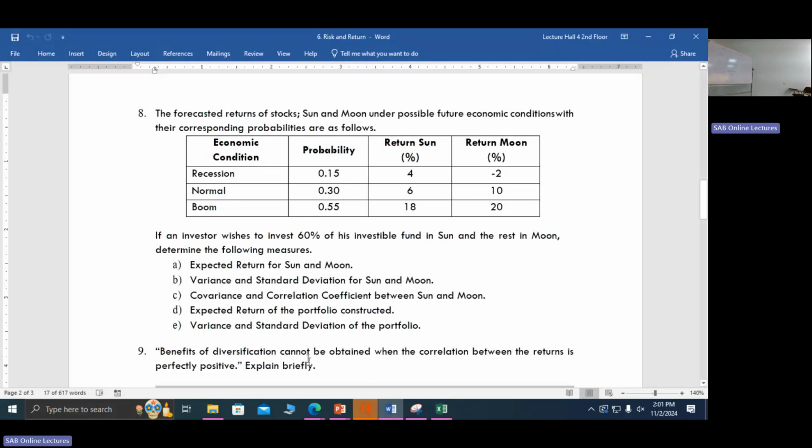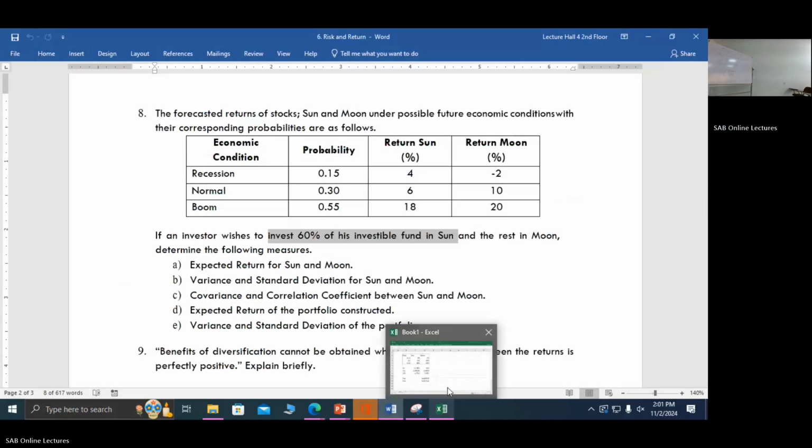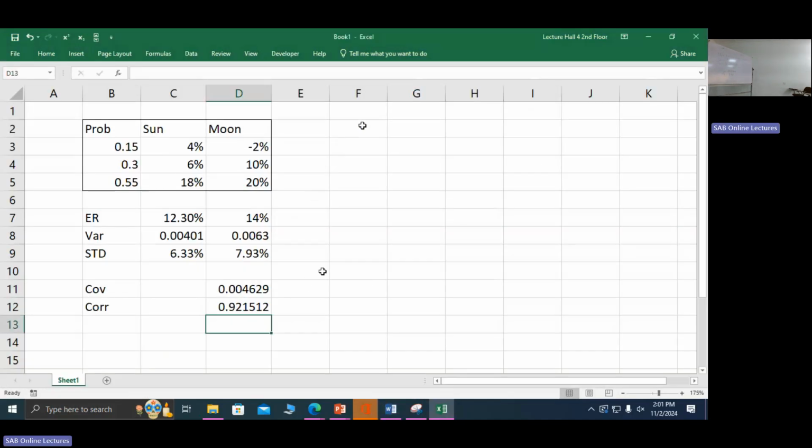Right. So then you are going to construct the portfolio investing 60% in sun and the remainder in moon, 60-40. Then calculate the expected return of the portfolio constructed, and the variance and standard deviation of the portfolio. 60-40, right? 60% on sun, 40% on moon.